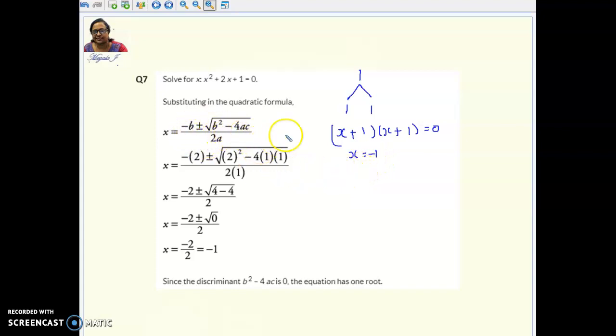Again, when you substitute these values, a equal to 1, the x square coefficient, b equal to 2, the x coefficient, and c equal to 1. Substitute that in the formula and you can see that you are getting again minus 1. Okay, so the equation has one root, because you can directly say this also. B square minus 4ac, when you substitute here, you are going to get 0 as a value. That's what you are getting. Therefore, you will have only one value.